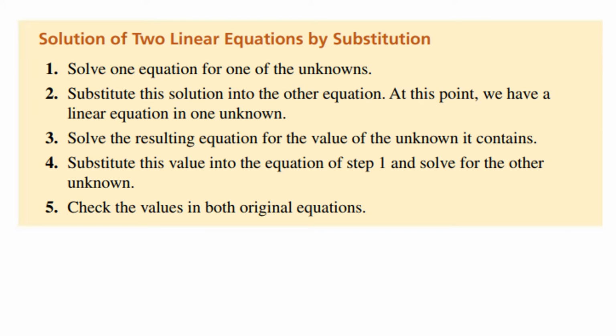The first technique is called solving them by substitution. So you solve one equation for one of the unknowns, substitute this solution into the other equation, and then you have a linear equation in one unknown. You solve the resulting equation for the value of the unknown it contains and substitute back into the equation of step one and solve for the other one, and then you can check. Now, like most recipes, this is harder to read than it is to follow examples, so I'm following John's suggestion again, and I'm going to take you through some of the examples.